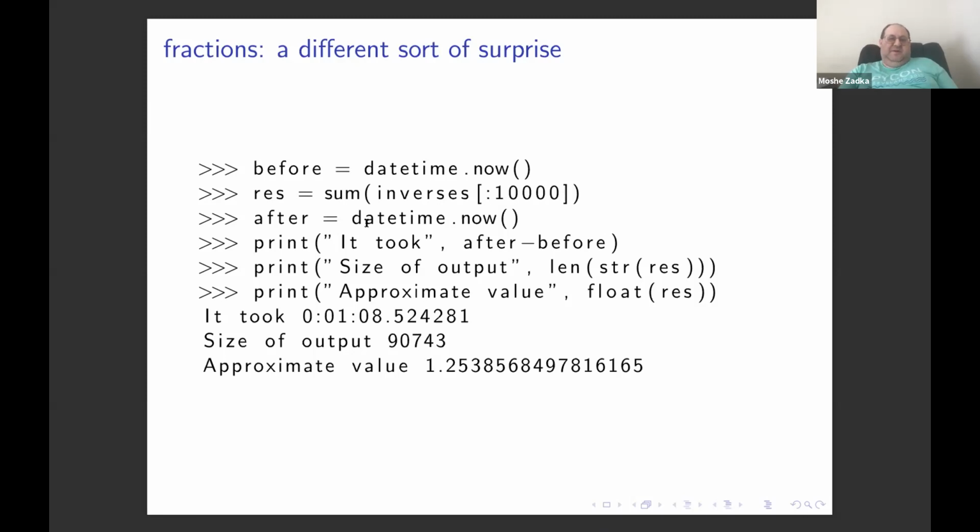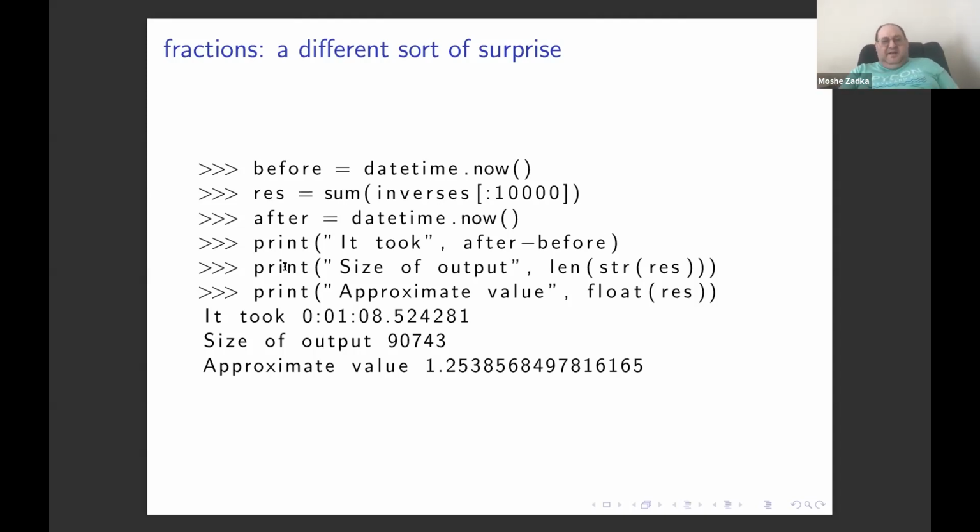So it's 10,000 numbers. I use the Python function for sum. And I calculated how long it took. It took 1 minute and almost 10 seconds. The size of the output was a little over 90K. And if you wanted the approximate value, I would have printed the whole value, but I literally didn't have enough room in the slide to push 90K worth of data. I would have had to use really, really small font, and I'm not sure how that would look. So I put the approximate value, and the approximate value is 1.25.